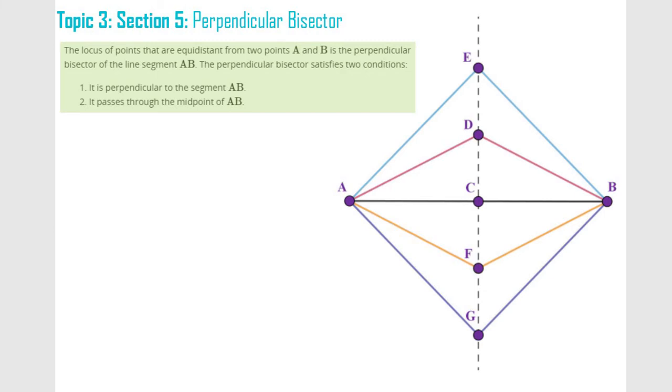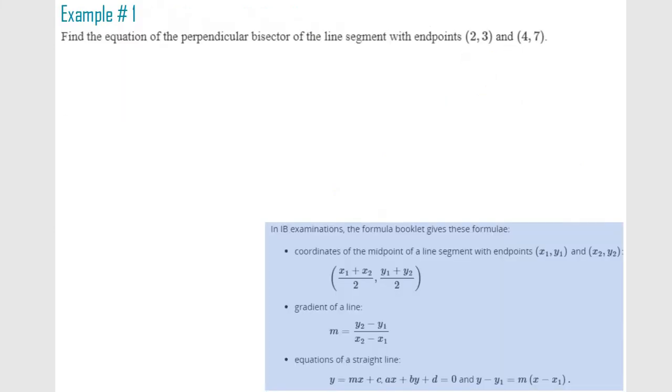All right, so let's do some problems. Example 1. You will be given all this stuff in your formula booklet, so you will have all those formulas. Find the equation of the perpendicular bisector of the line segment. So I have some point here and here. I'm going to put 2, 3 here, and I'm going to put 4, 7 here.